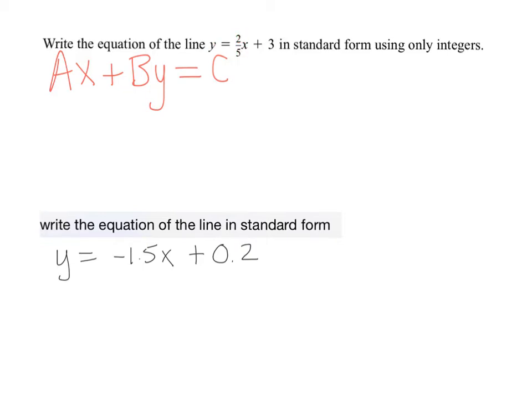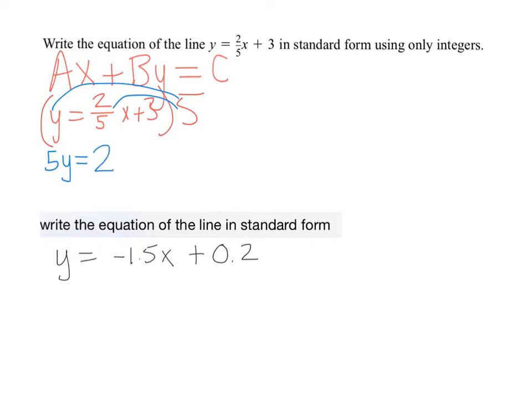So for this one, I have y equals 2/5 x plus 3. The denominator here is 5, so I'm going to multiply the entire equation by 5. So I will do 5 times y. I'm going to write my new equation in blue. I get 5y. 5 times 2/5 x. When I multiply 5 times 2/5, I get 2. And then 5 times 3.